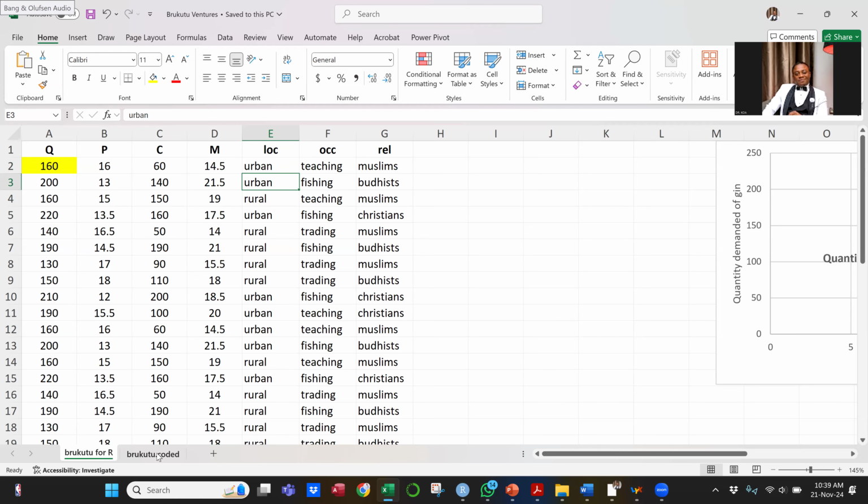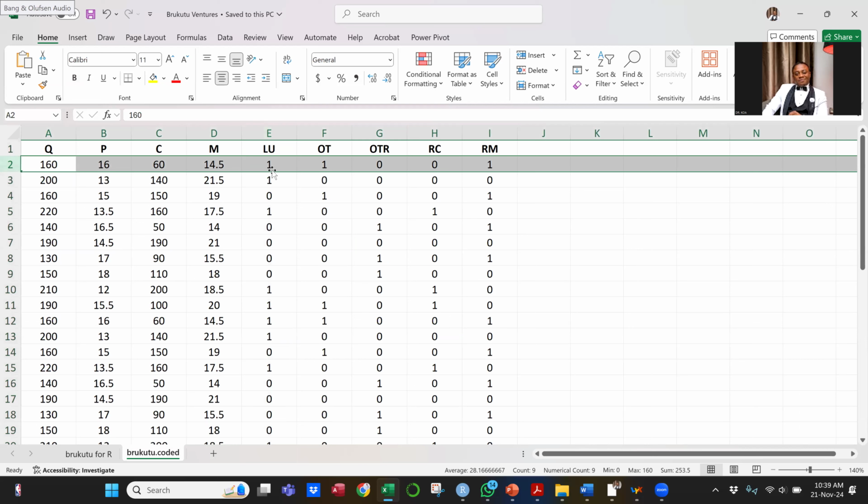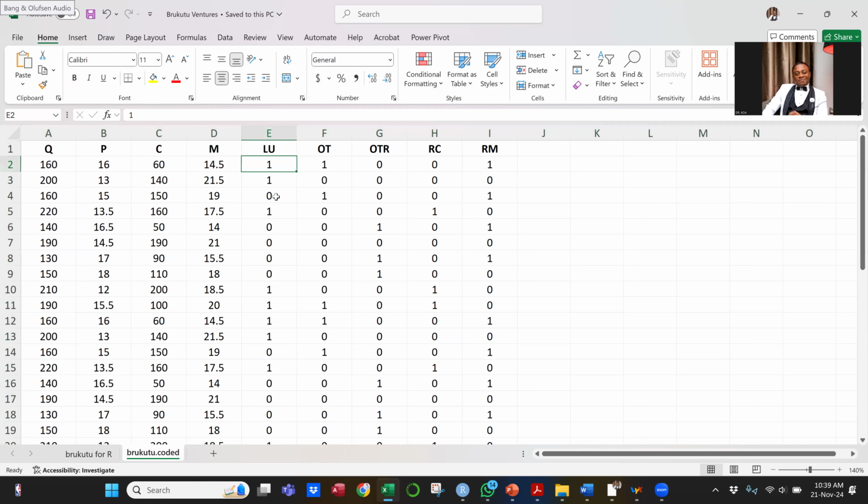You don't need the others if there are 2 levels. So here, I created a column called location urban, LU. And then you take each of them row by row and ask yourself, the first one, is it urban or is it not urban? If it is urban, give it a value of 1. If it is rural, give it a value of 0. If it is urban, 1. Rural, 0. Guys, do you see it?